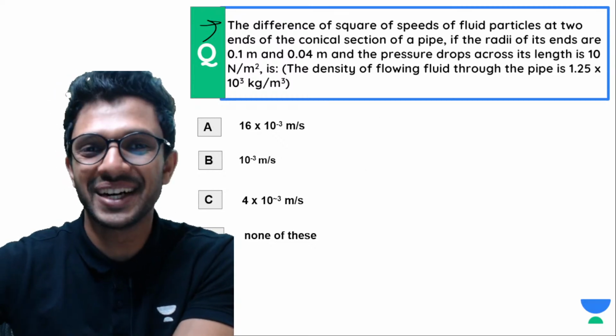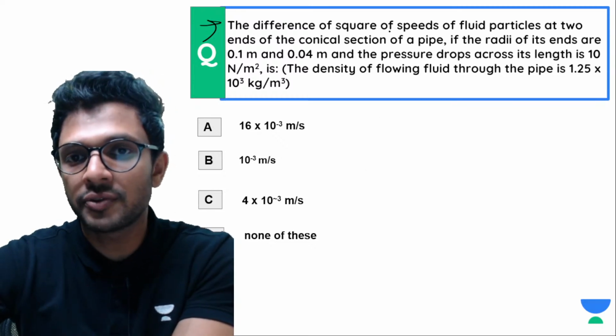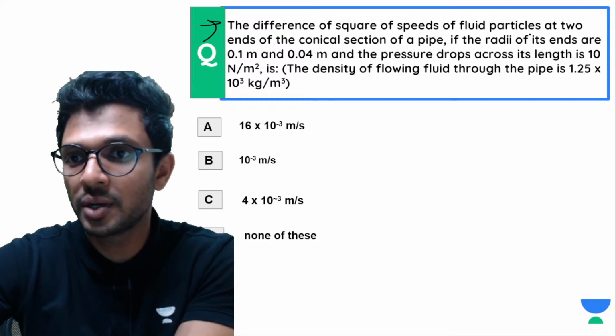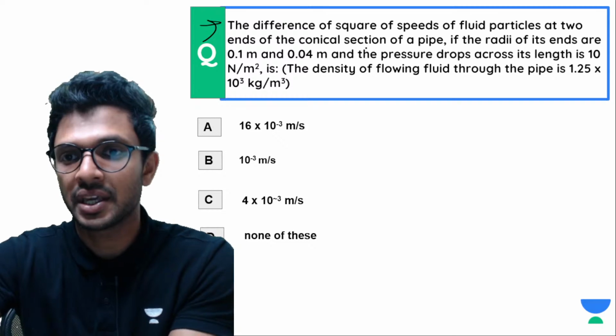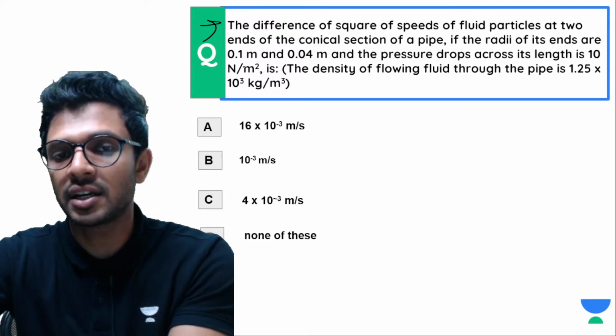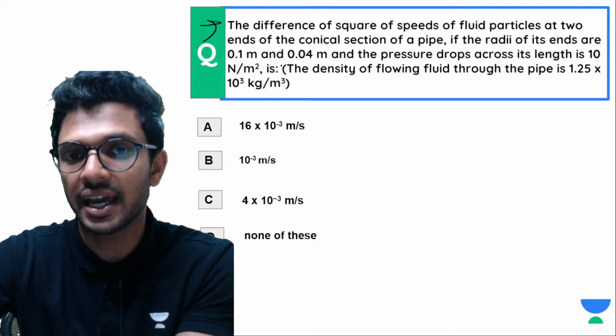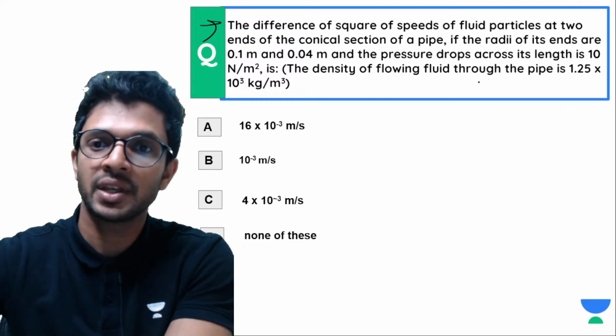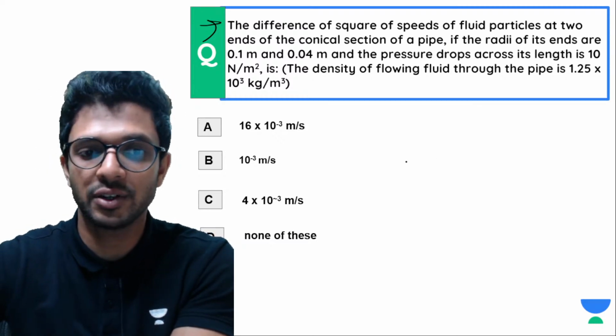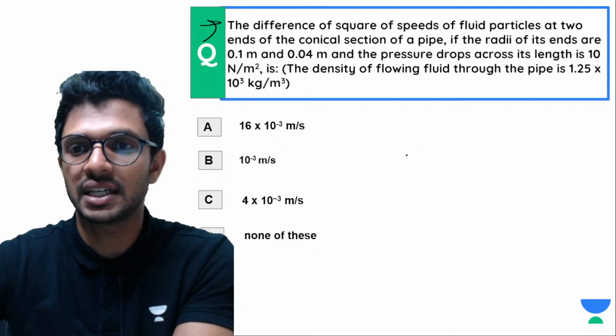Okay, look. The difference of the square of the speed of fluid particles at two ends of the conical section of a pipe, if the radii of its ends are 0.1 and 0.04. The pressure drop across its length is also given. Density is 1.25 into 10 power 3. We'll do this.